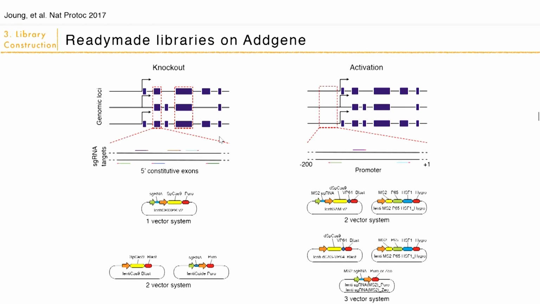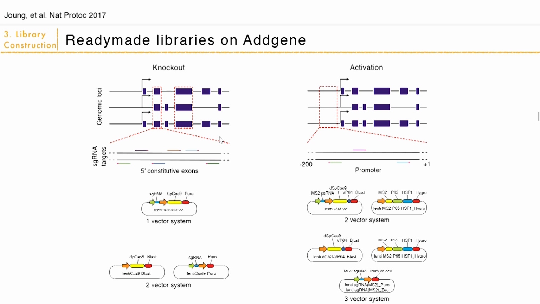And the second one that we've put out is the activation libraries. Because the dead Cas9 activator from our lab has multiple components, this comes in a two-vector or three-vector system. In the GeCKO library, there are 6 guide RNAs per gene. And in the SAM library, there are 3 guide RNAs targeting the promoter regions of each gene.